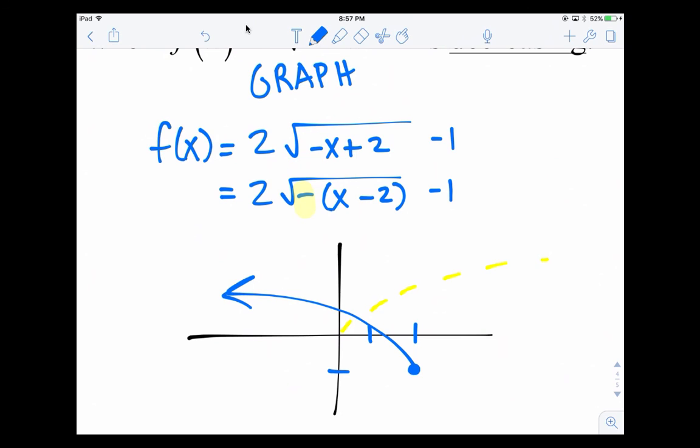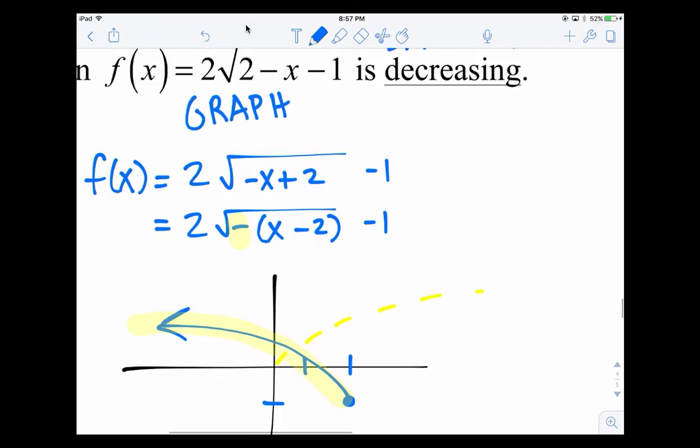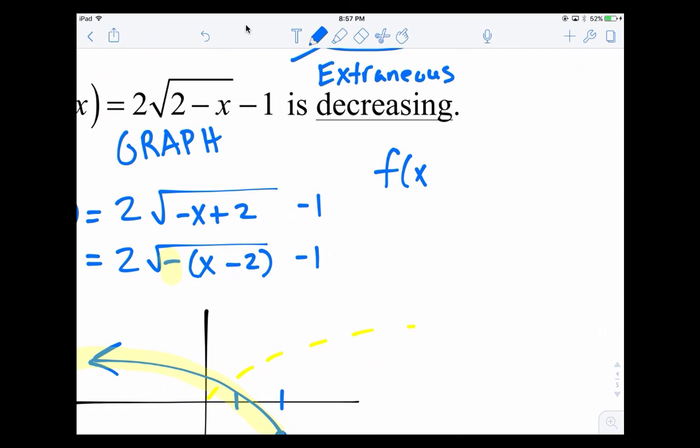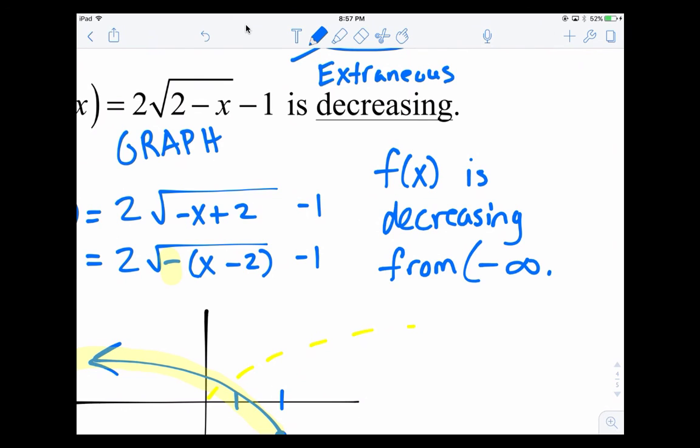So you want to look at where it is decreasing. Where is it going down from left to right? As you come in from negative infinity, it's decreasing all the way until you get to that value right there, which is x equals 2. So f of x is decreasing from negative infinity to positive 2. When you're doing increasing and decreasing, you can always leave them as open intervals.